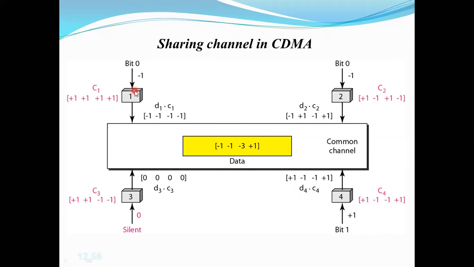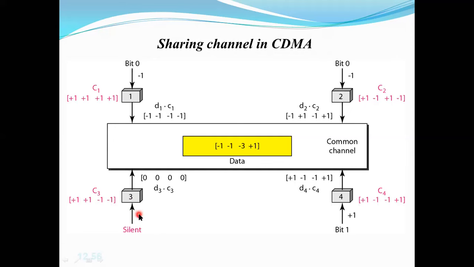Imagine in this case, what happens? Station 1, station 2, and station 4 are sending the data, either 0 or 1, but station 3 is silent. Silent means what? How do you represent it? As 0, right? As 0.